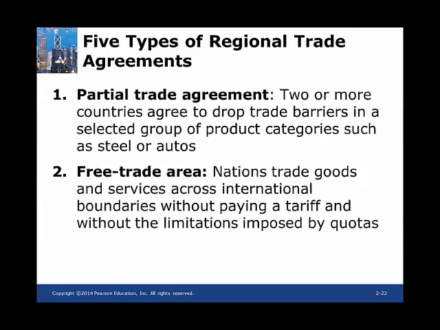There are 5 types of regional trade agreements. Partial trade agreement: 2 or more countries agree to drop trade barriers in selected groups of product categories such as steel or autos. Free trade area: nations trade goods and services across international boundaries without paying tariffs and without any limitations imposed by quotas.